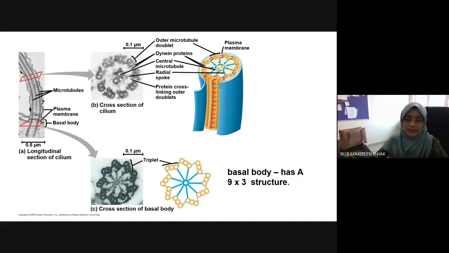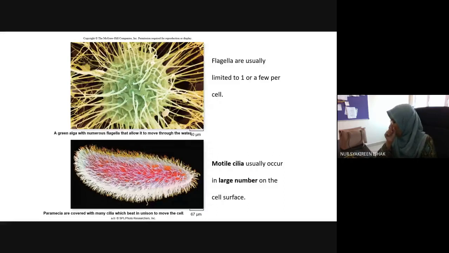So this is again the same picture. So the A shows you cross section of microtubules for flagella or cilia. So dia punya arrangement dia 9 doublets of microtubules, and then you have 2 at the center and then they are surrounded by plasma membrane. Lepas tu ini adalah cross section of basal body, and also centrosome. 9x3 structure. Ini contoh untuk paramecium and also algae.